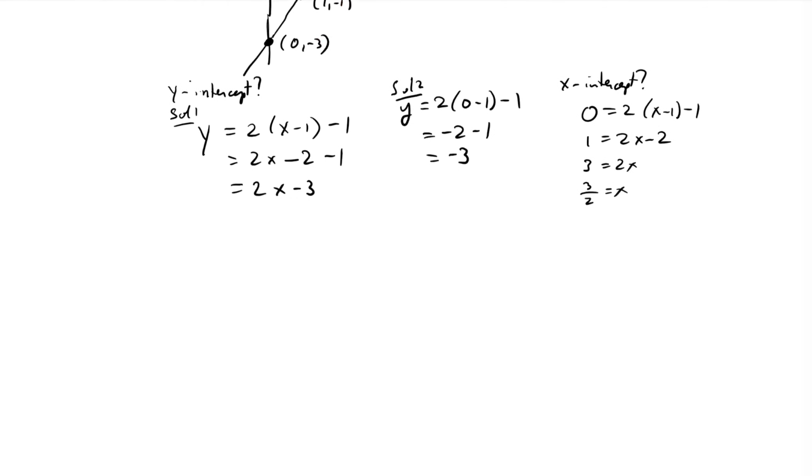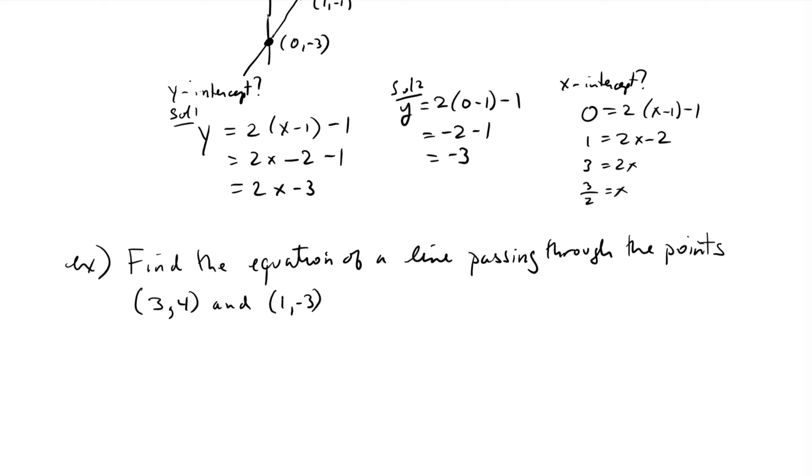And I'll end up with one last example. Here I want to find the equation of a line passing through 2 points. Okay, and maybe I'll show you 2 solutions. So the points are (3, 4) and (1, -3).